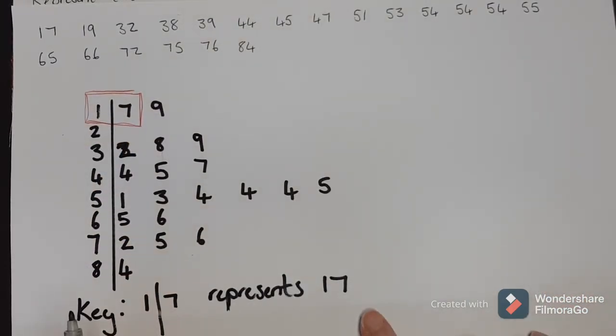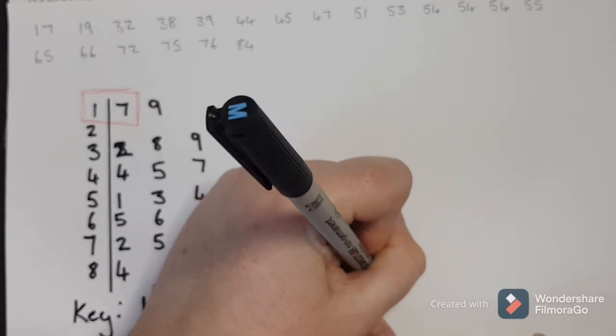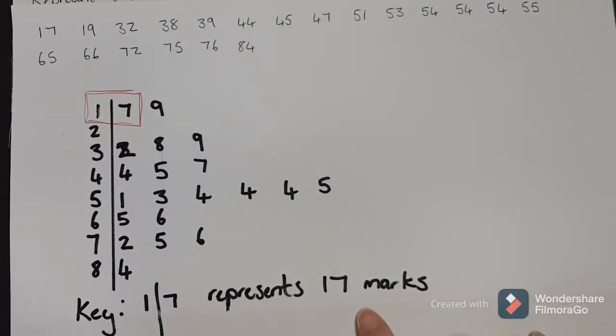And then we always have to add a unit. And they didn't tell us what this is, but we do know that they're marks. So we say 17 marks. Because we don't know if it's percentage or number, whatever, but we do know that it is a mark. So that is then our unit.